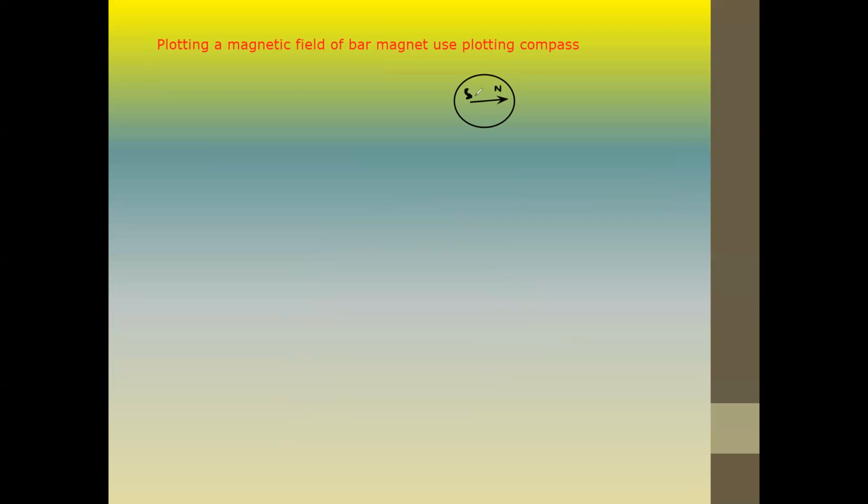So we can use a plotting compass to work out the magnetic field of a permanent magnet or a bar magnet. For example, this is a bar magnet and we want to plot its magnetic field using a plotting compass, or trace the magnetic field. So this is the north pole, here is the south pole, and we want to trace the pattern.